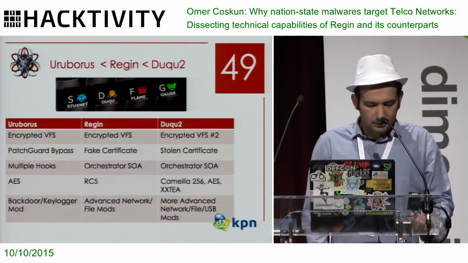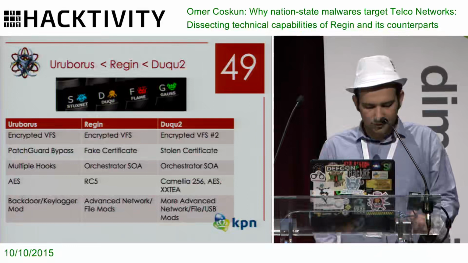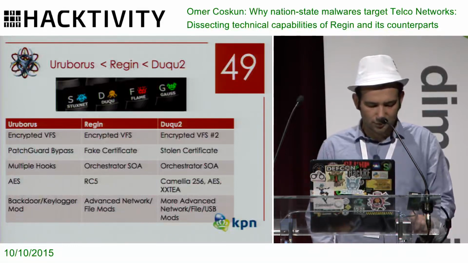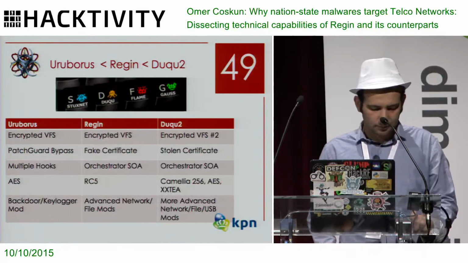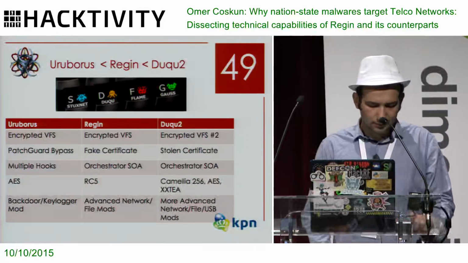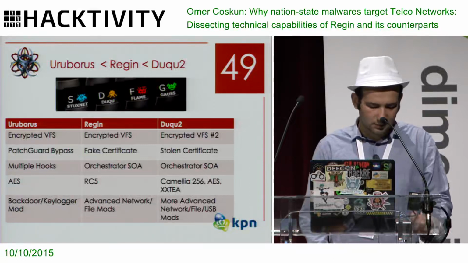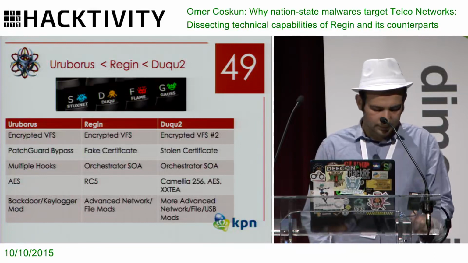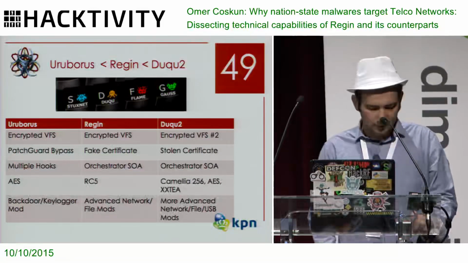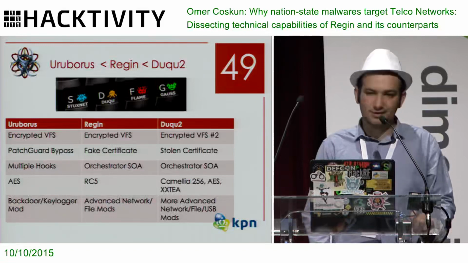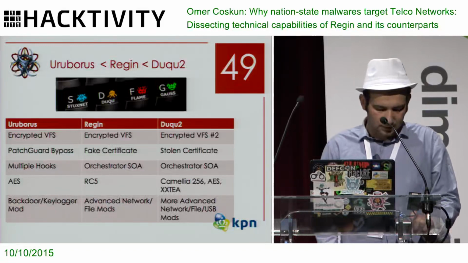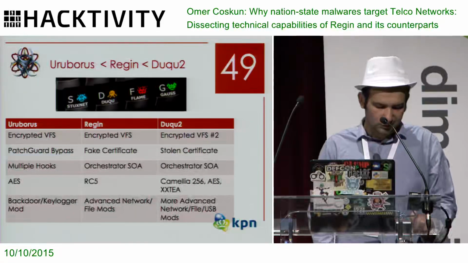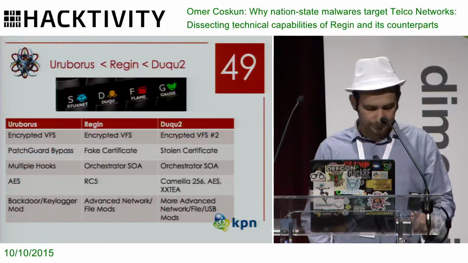This may not be a very concrete comparison among Ouroboros, Regin, and Dugu2, but Dugu2 seems to be the most complex rootkit discovered until now. Also, the modules and the approach to operating malicious actions on the targeted system changed over time. For instance, Ouroboros in the past bypassed PatchGuard, but Regin and Dugu2 were using stolen and legitimate certificates.